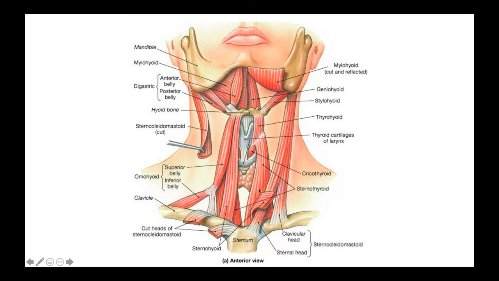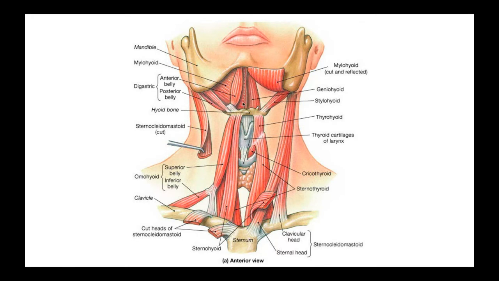That's called the omohyoid. Then we have a sternothyroid, going from the sternum to the thyroid cartilage here. So that's the sternothyroid. Then we have a cricothyroid, going from the cricoid cartilage to the thyroid cartilage. There's the cricothyroid. Now going from the thyroid to the hyoid is the thyrohyoid muscle. Thyrohyoid muscle.